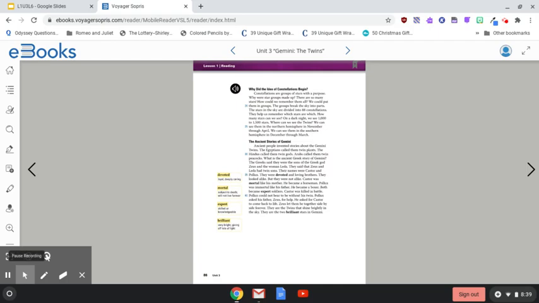Now let's turn back to page 86. It's time to continue reading. Eyes ready? Pencil ready? Begin reading. Why did the idea of constellations begin?